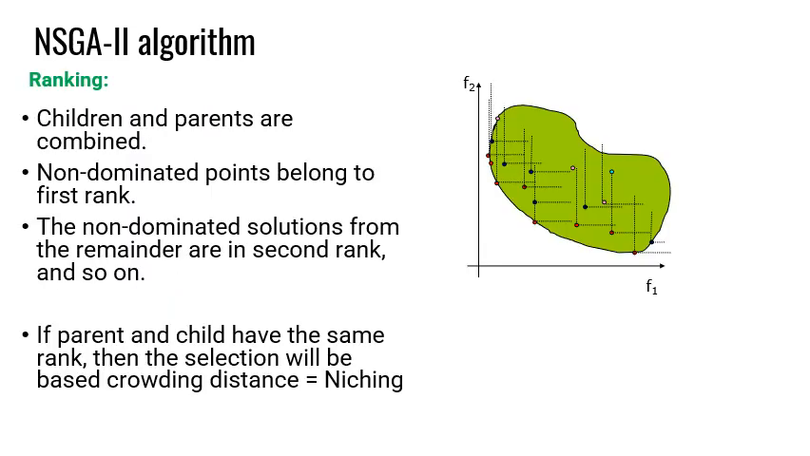Then, in the next step, we need to rank the solutions. In the ranking phase of algorithms like NSGA-II, both parent and child solutions are combined. The ranking process involves assigning solutions to different ranks based on their dominance relationships. The procedure is as follows.